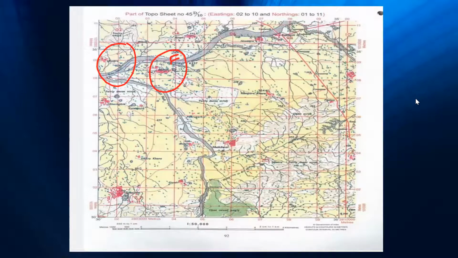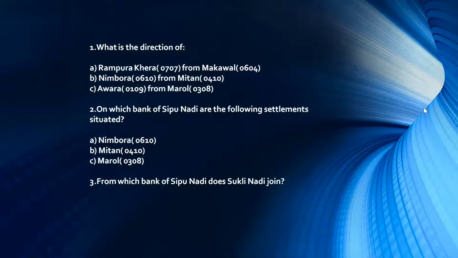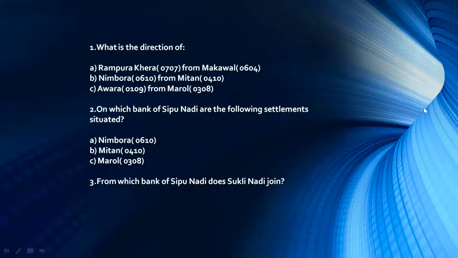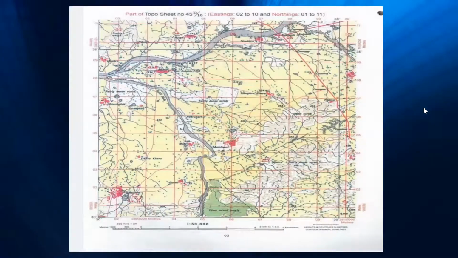Very good, children. Now a few more questions. I'll get back to the questions, children. The second question is, on which bank of Sipu Nadi are the following settlements situated? Okay, let's see the first one, Nimbora. Nimbora is on which bank of Sipu Nadi? Left bank.